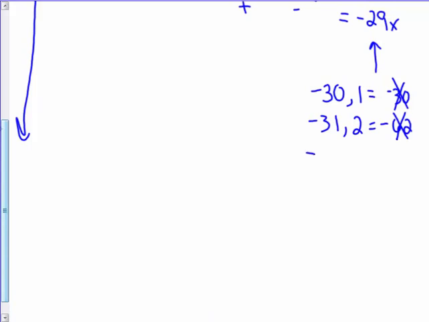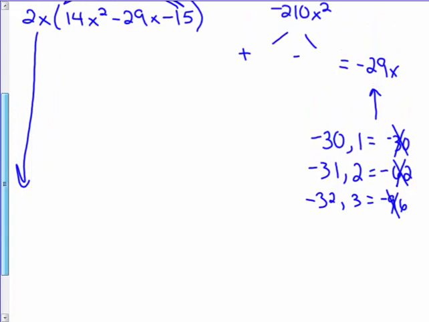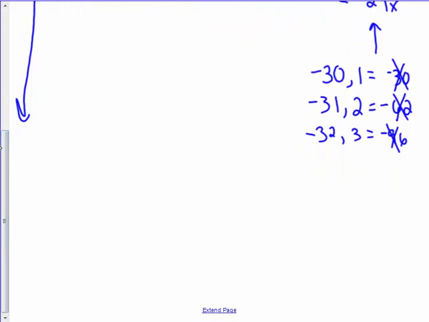All right, negative 32 and 3. Well, that's negative 96. Not big enough still. And I can keep on going through this. Now, you don't have to increase it by 1 every time. You can just guess. Like if I guessed negative 38 and 6, maybe that would work. I don't know. In fact, in this one, instead of going up to 33, I'm going to go up to 34. I'm going to increase it a little bit more.